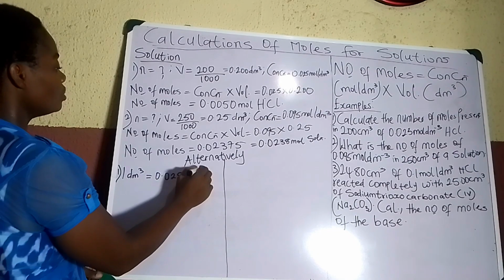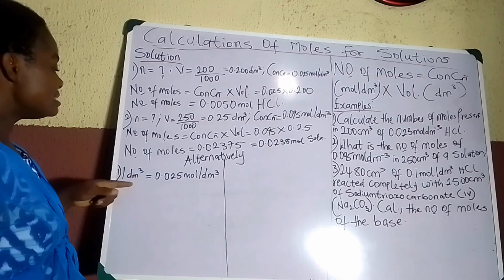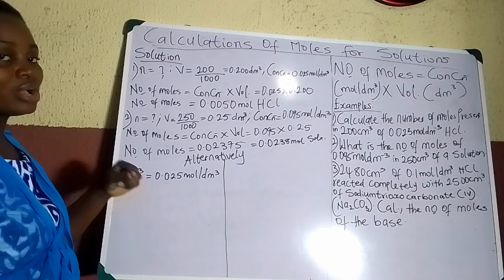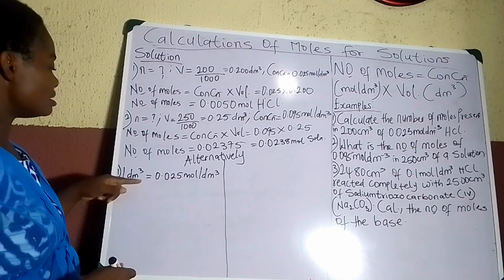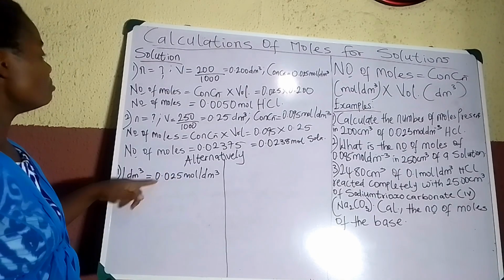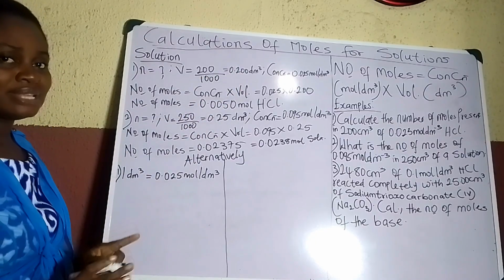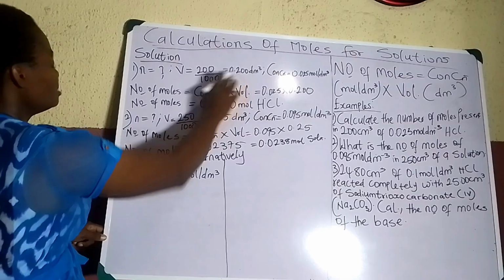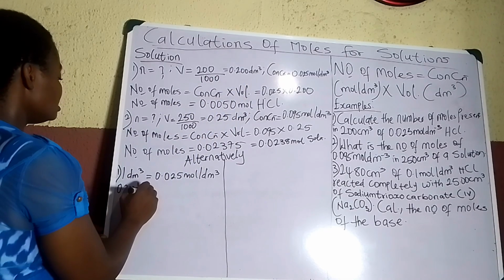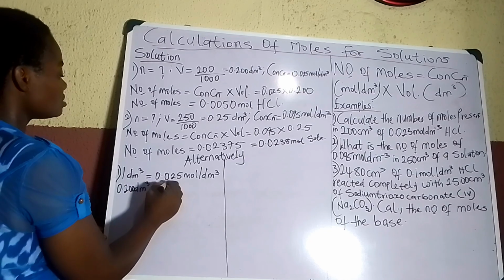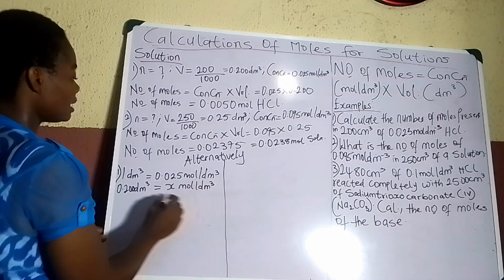So alternatively, I can say 1 dm³ is equal to 0.025 mole per dm³. Now you ask yourself, if 1 dm³ contains or has a concentration of 0.025 mole, what is the concentration for the volume of what? 0.200 or 0.2 dm³. That is just what they're asking us, okay? Now I will say this one, 0.200 dm³ is equal to x mole per dm³. We do not know it, okay?